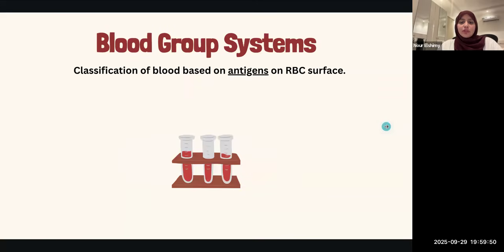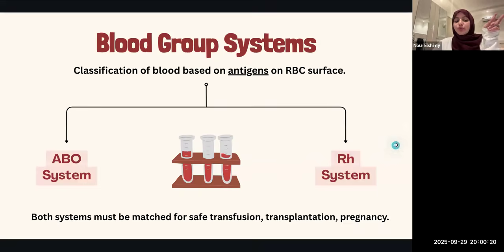Blood groups have different systems. We can talk about a blood group in terms of two systems, and it's classified based on antigens on the red blood cell surface. Each one of us has different antigens on the red blood cell surface, and depending on the type of antigen you have, this is where you know your blood type. Now, how can you know that? Through two systems, the ABO system and the RH system.